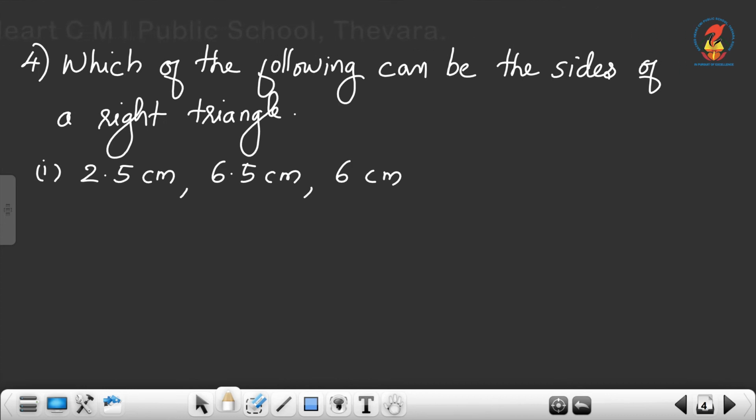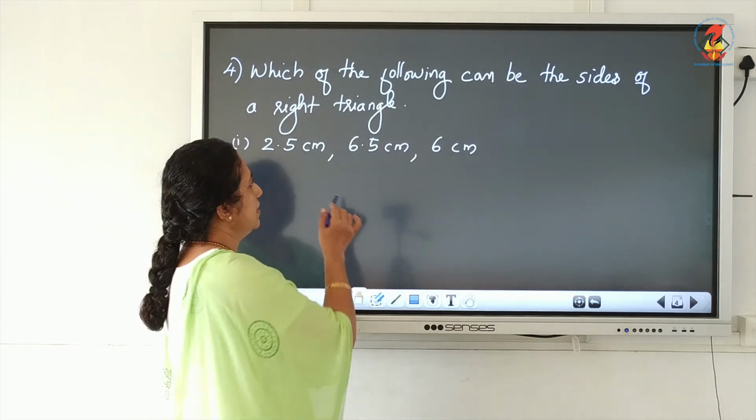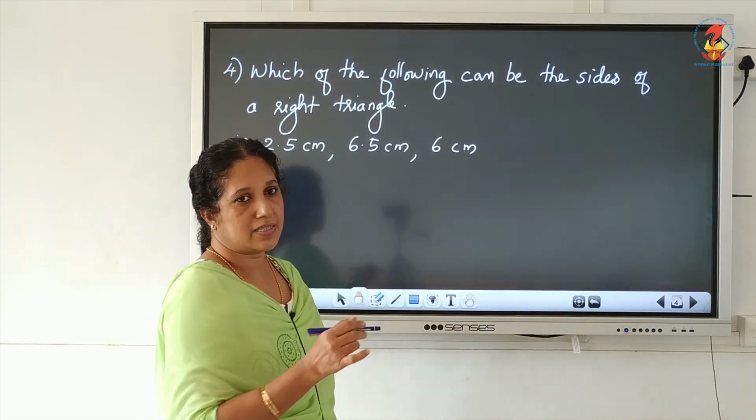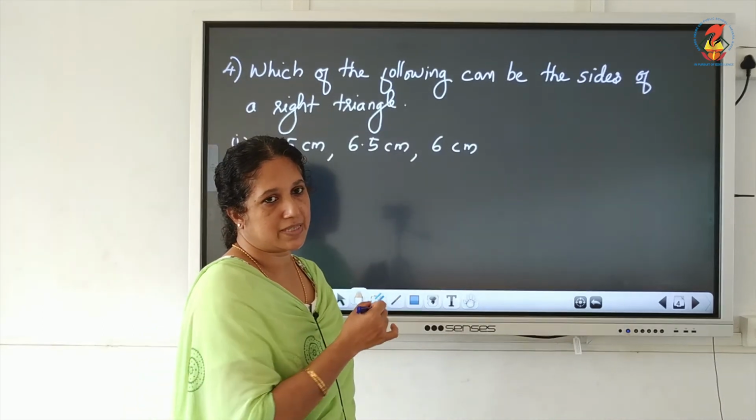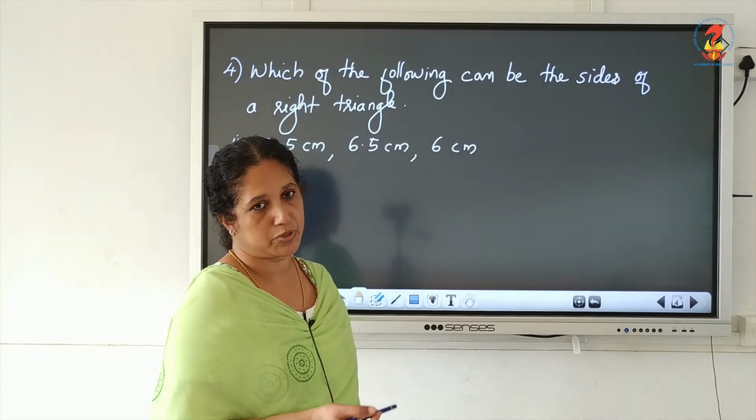Now next question, question number 4. Which of the following can be the sides of a right triangle? Now the length of 3 sides of a triangle are given. We have to check whether a right triangle is possible with these measures.